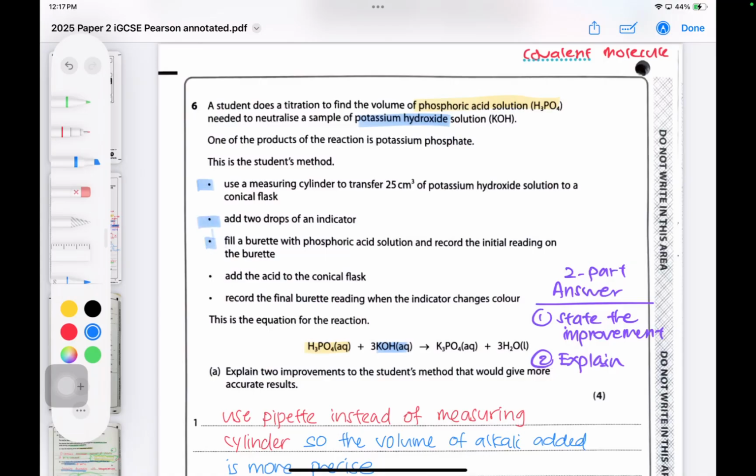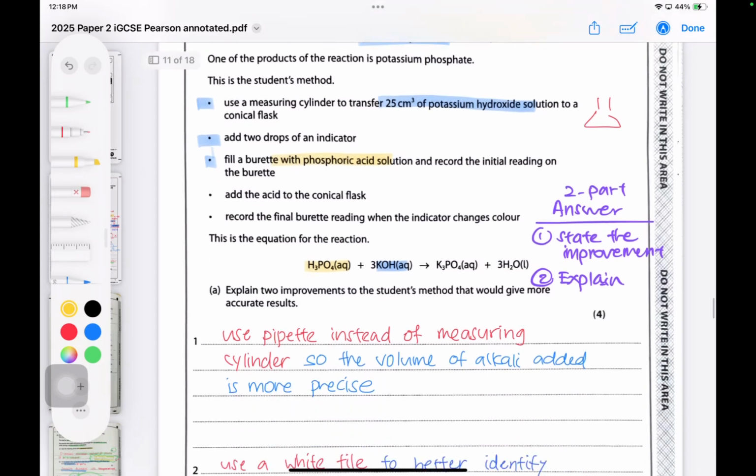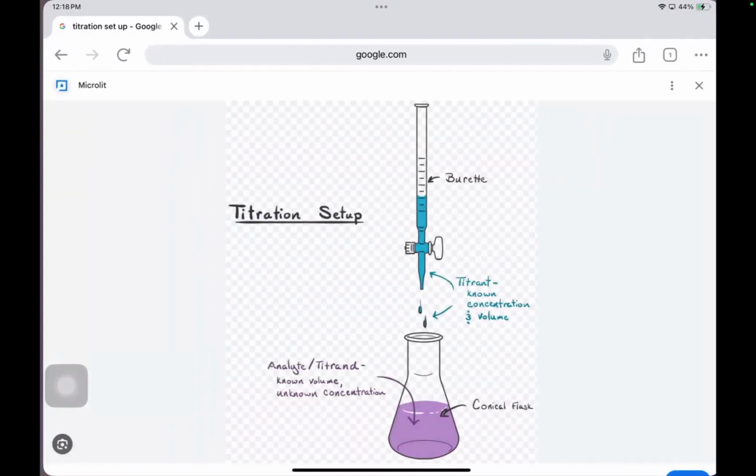So they transfer the potassium hydroxide into a conical flask that looks like this. And then add the indicator, followed by fill the burette with the acid. Okay, the acid is in the burette, and then we add the acid. So yeah, that's the setup. So this is the flow of titration. Again, it looks like this.